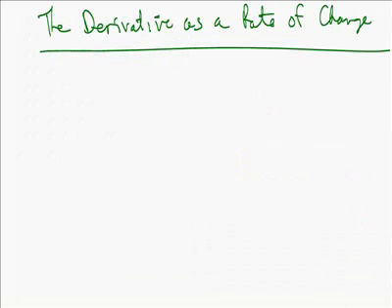Alright, and so then we can also think of the derivative as the rate of change, the instantaneous rate of change.